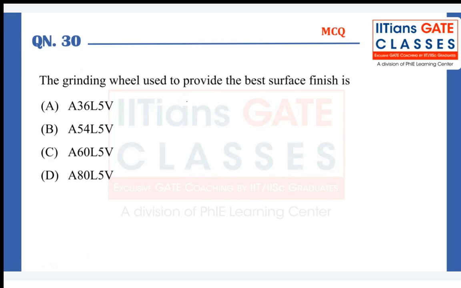To specify a grinding wheel, three alphabets and two numbers are used. This is one statement, right? Now, for that, I would like to take a small book here, guys. So please be on the line.